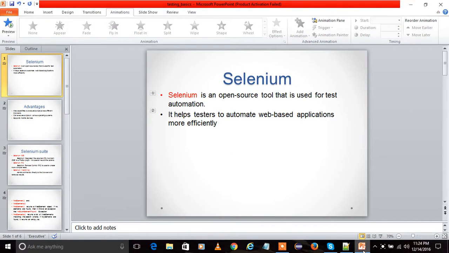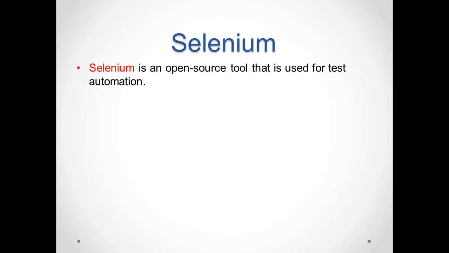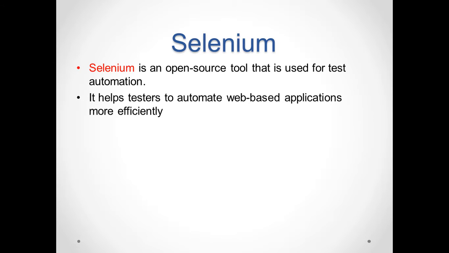In this video, we are going to discuss the Selenium automation scripting language. So, what is Selenium? Selenium is an open source tool that is used for test automation. It helps testers to automate web-based applications more efficiently. Here we have some advantages of Selenium.